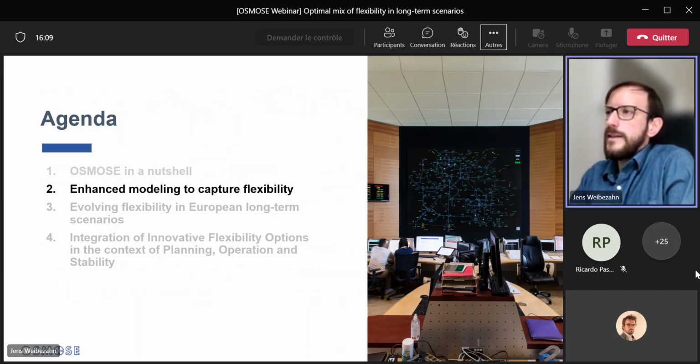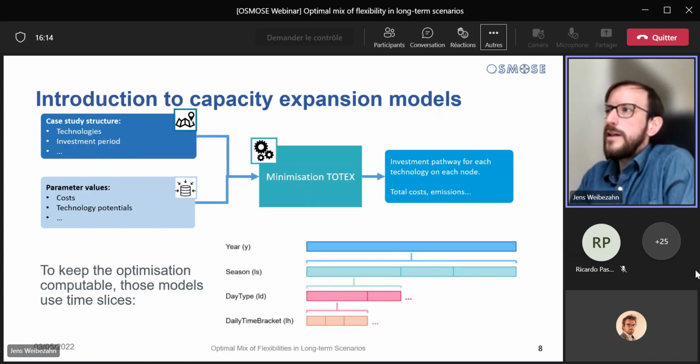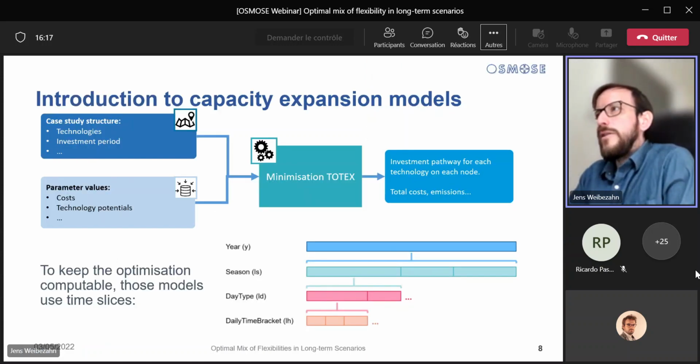So looking at the first part now, the modeling to capture flexibility, what has been done here, we basically looked at so-called capacity expansion models. So for those of you who are not familiar with them, just a quick introduction. Basically, the capacity expansion models look far into the future. So in terms of our scenarios in the years 2030 and 2050, and they're minimizing the total costs of an investment pathway. And we use a couple of inputs for that.